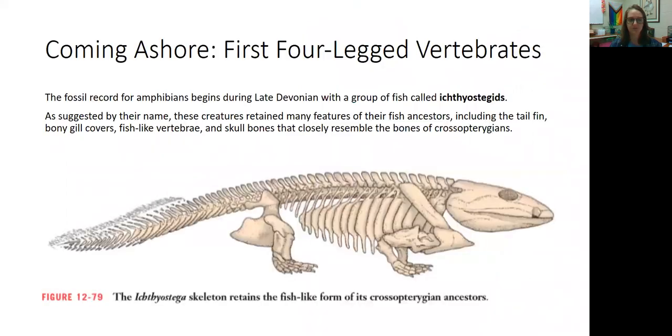million years ago. Okay. Now, the first four-legged vertebrates to come ashore were amphibians. And the fossil record for these amphibians starts with a group of fish called Ichthyostegids. These fish retained a lot of features from their fish ancestors. They had a tail fin, they had bony gill covers, their vertebrate was shaped like a fish vertebra. However, they also started to have features that looked like land-dwelling animals. Notice that it looks like it can walk on land, right? It's got four limbs that are face downward, like a creature that would walk on land.